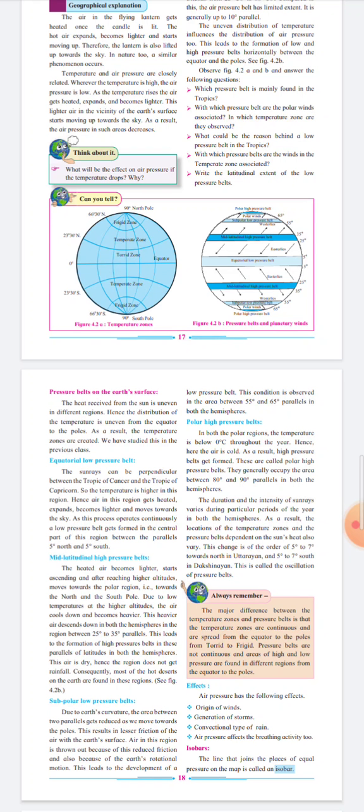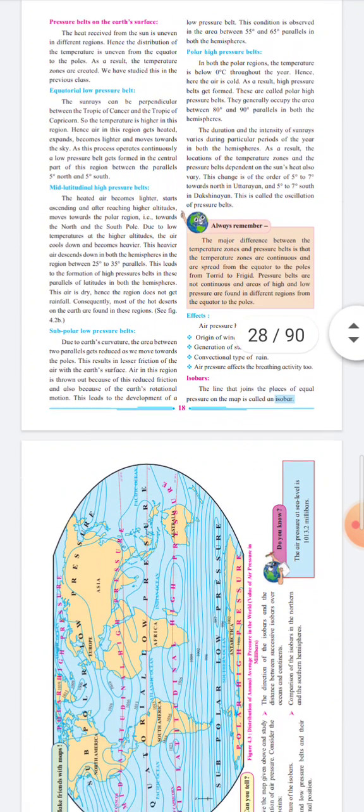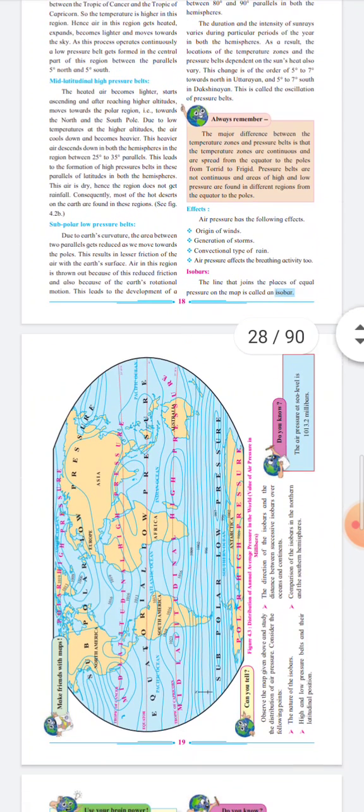Occur. So let's study isobar. What is isobar? The line that joins the places of equal pressure on the map is called isobar. Students, observe this map on page number 19. Certain questions are given. Try to solve these questions.